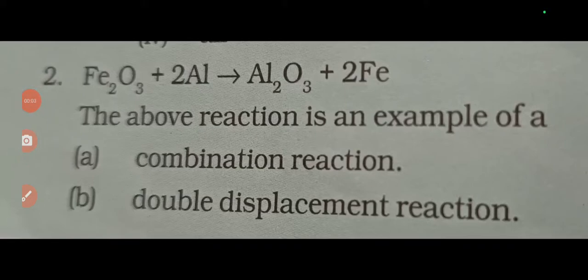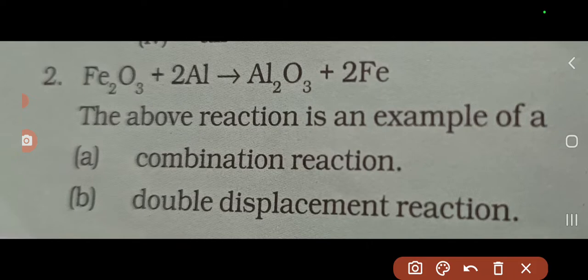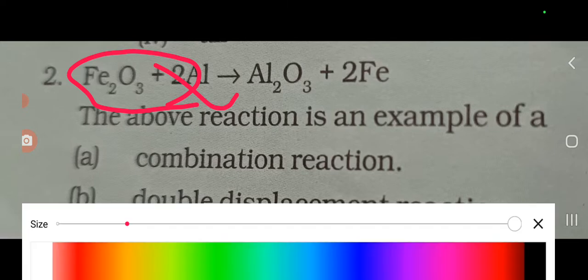Now the student of class 10th is ready to solve the problems. The first question is: Fe2O3 reacts with aluminium to form aluminium oxide and iron. The above reaction is an example of: a combination reaction, b double displacement reaction, c displacement reaction, d corrosion. Now we will discuss this reaction: it is a displacement reaction, only a displacement reaction.